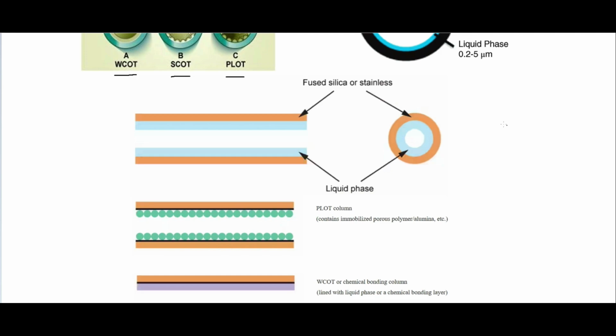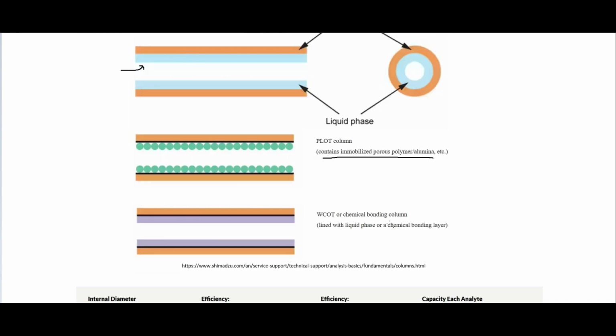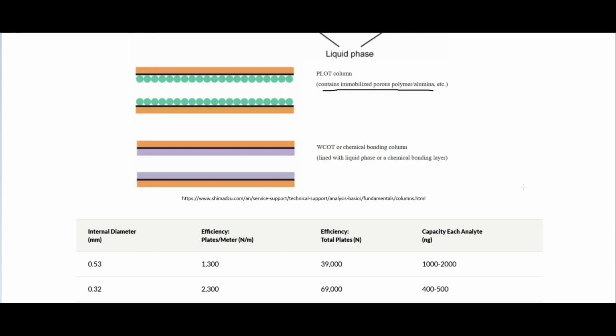Like I said, these are the different kinds we can have here. In all of these, we have it adhering to the sides of our column. The PLOT contains immobilized porous polymer and alumina. So this is actually going to be a solid stationary phase, whereas the ones like this or the WCOT have a liquid stationary phase on the sides.